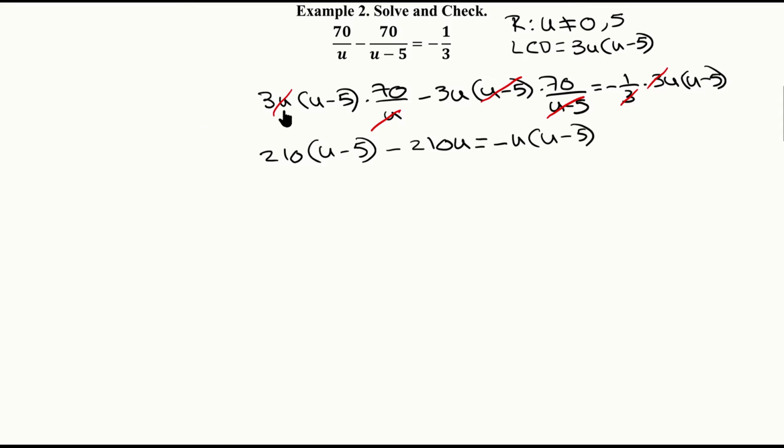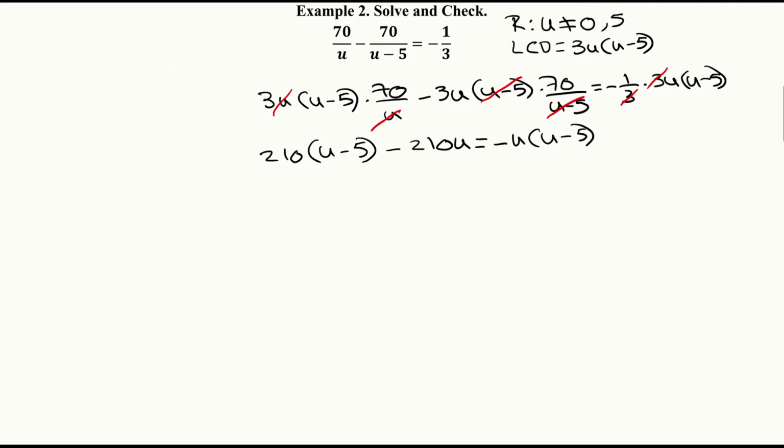We'll make a quick check to see if we captured everything. We have 3 times 70, which is 210. We have that. We have the u minus 5, which is here, minus 3 times 70, which is negative 210. And then we have the u, which we have accounted for. On the other side, we have negative 1 times u, which is just negative u times u minus 5. This 5-second check can save you all the points on a test.